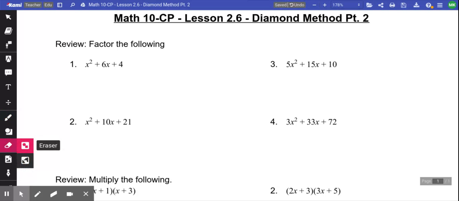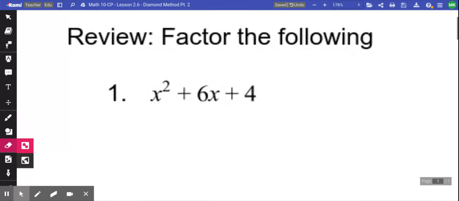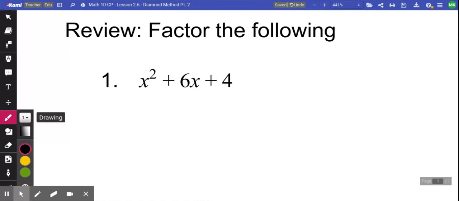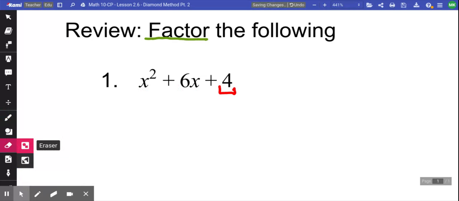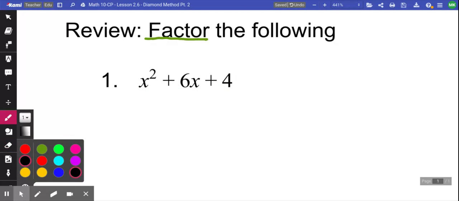So let's look at this first question, a review from yesterday. It says to factor. Remember, factoring means to unmultiply things, right? To take something and write it as multiplication. So the first thing I want to do is look and count how many terms there are. I notice there's one term, two terms, three terms. And our strategy for factoring three-term polynomials is to turn it into two binomials multiplied together.